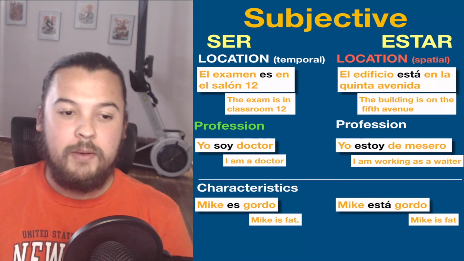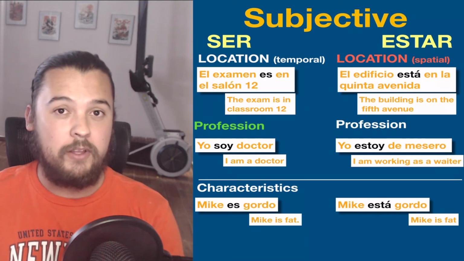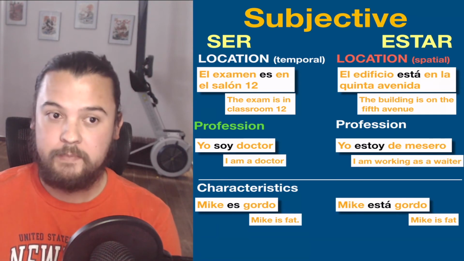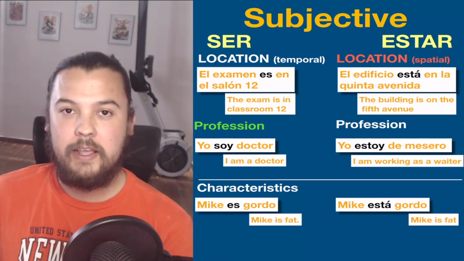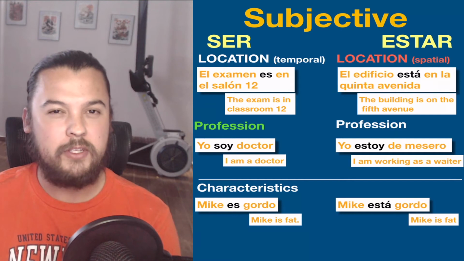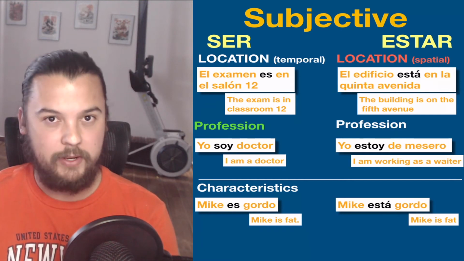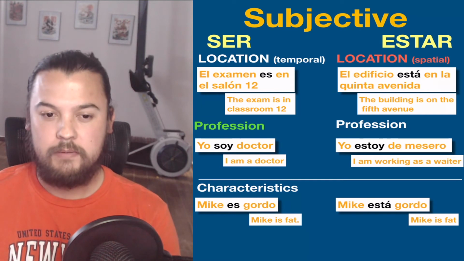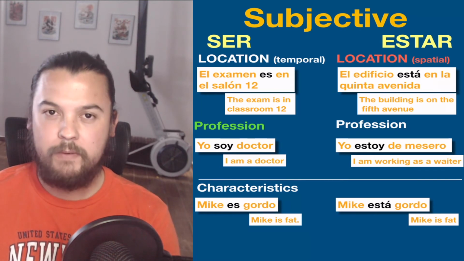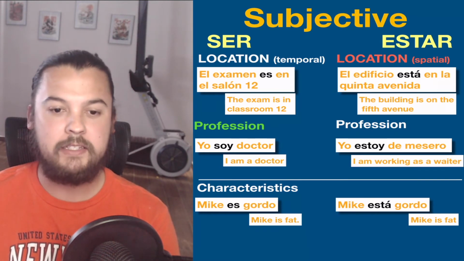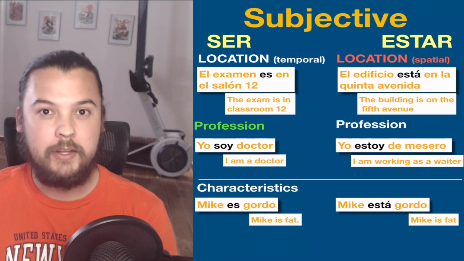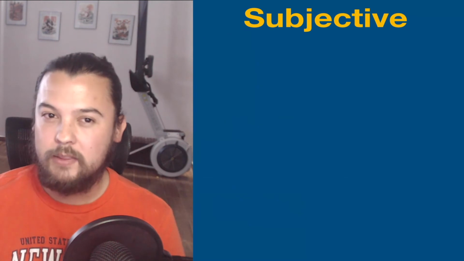Characteristics. Now, when it comes to characteristics, this one is the one that I really like to use the concept of subjectivity. Now, the common example is when you talk about someone's physical appearance and you say, Mike es gordo versus Mike está gordo. Both of them mean Mike is fat, but they don't really mean the same in Spanish. There is a difference. So let's see what that difference is.